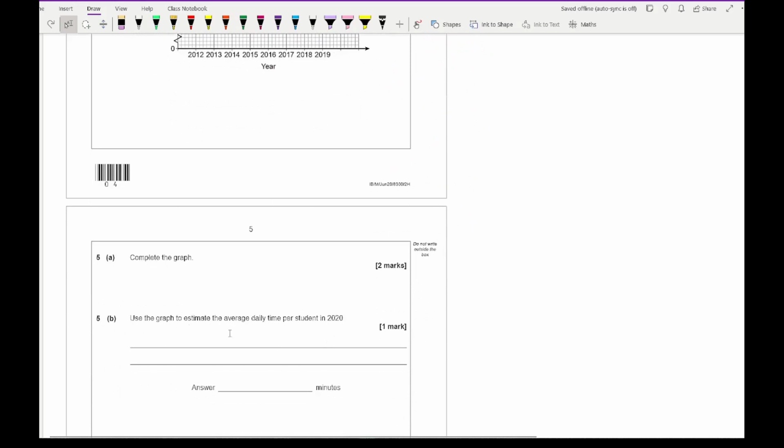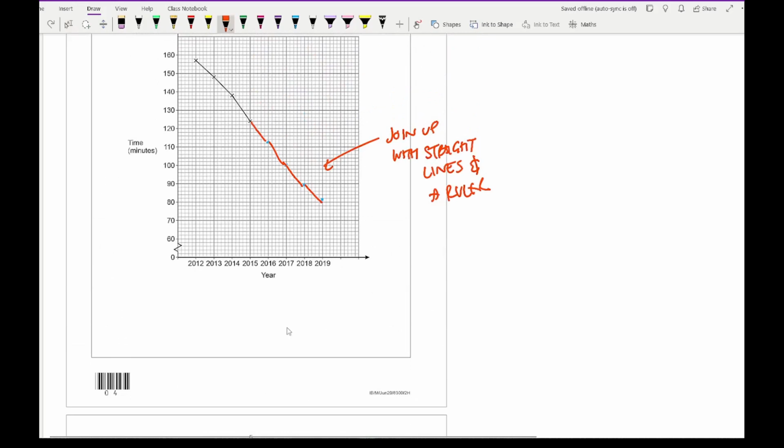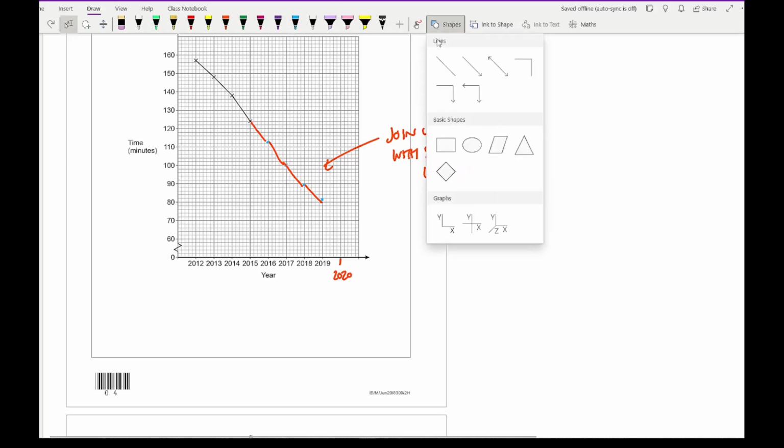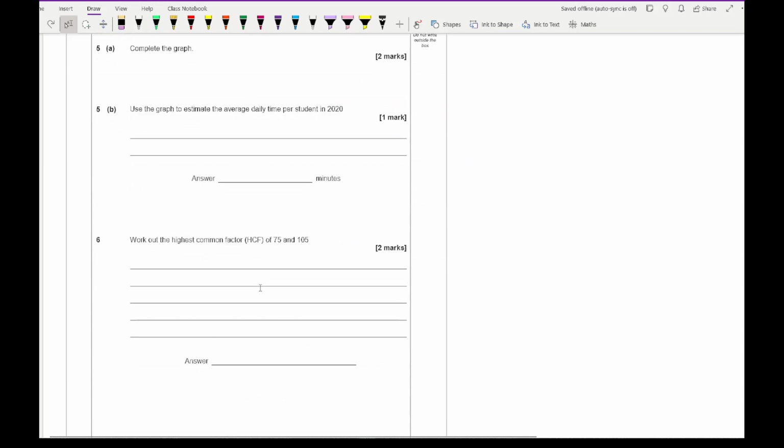So then it says use the graph to estimate the average daily time per student in 2020. Now 2020 is going to be here. Now if I draw a sort of line, let me actually draw a proper straight line, and let's do this in a different colour. And marking out where it should be in terms of those points. A bit, I won't say like a line of best fit, but roughly where it should be. But I would say somewhere along the lines of the low 70s. So I would go for answer between 70 to 78 should be fine.